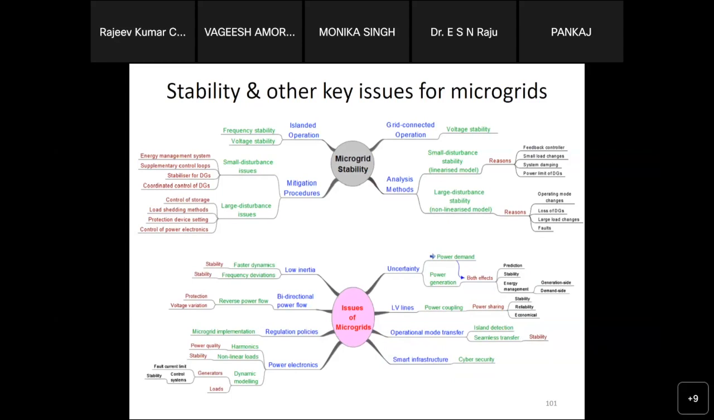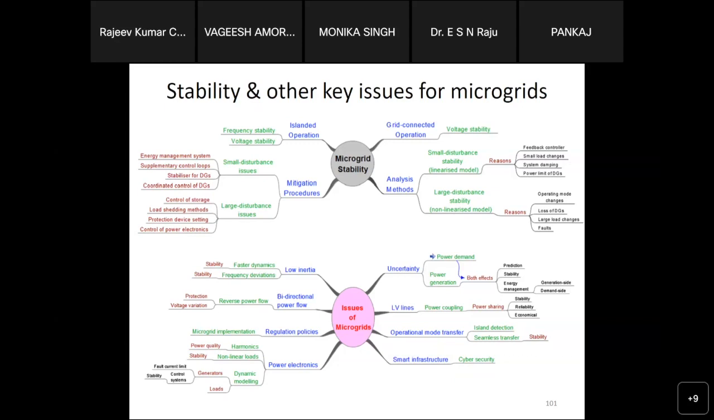When we look at the analysis methods of stability, based on the disturbance we can classify stability into small signal disturbance stability and large signal disturbance stability. If it is small signal disturbance stability, we can analyze it using a linearized model, since the disturbance is small and we can linearize the model. However, when dealing with large signal stability, we cannot linearize the models. In that case, we have to analyze the stability with nonlinear models.